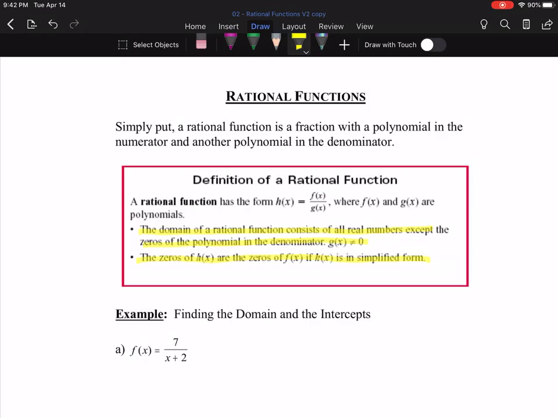And the second line says the zeros of h(x) are the zeros of f(x). And what that's trying to imply is that if you want the zeros of this rational function h(x), all you need is the zeros of the numerator. And I'll show that in the examples here. So this is a good box to look at before we start. It's also a good box to look at after I'm done. Well, I'm going to jump right in and start doing some examples.